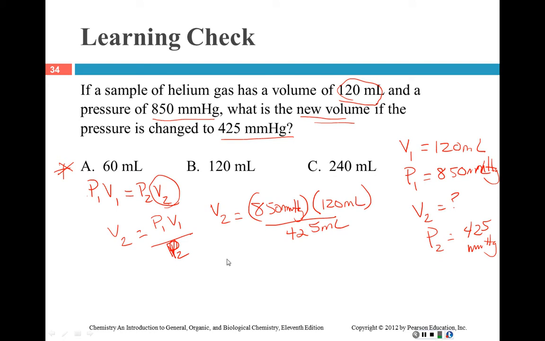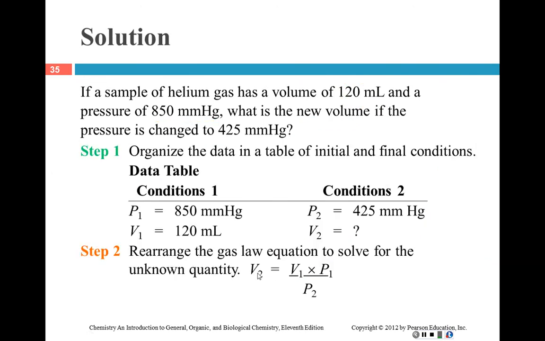V2 equals 240. Let's see. So look, did y'all catch me? I tried to write that again. It's millimeters of mercury when I'm talking about pressure, because those cancel. And I knew that because they had to cancel, and I went back and checked. So I'm left with milliliters, which is what I'm supposed to have. And here's the long way.